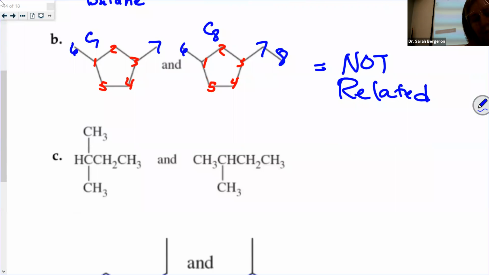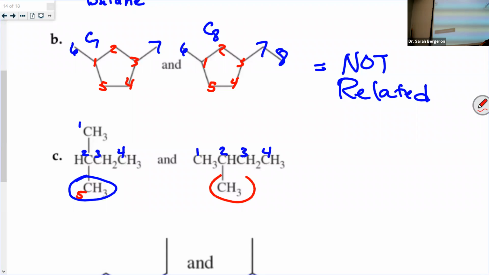Okay, let's try the next one. Remember, when you're numbering your carbons, you want to find that longest chain possible. So I'm going to start up here at the top. 1, 2, 3, 4. So that's my main chain. And then I have 1 extra carbon. So that would be my 5th carbon on my substituent. So now I'm going to do the same thing over here. 1, 2, 3, 4. And then I have a substituent, so that substituent is carbon number 5. Do we have the same number of carbons? Yes, we do. Are we the same molecule?